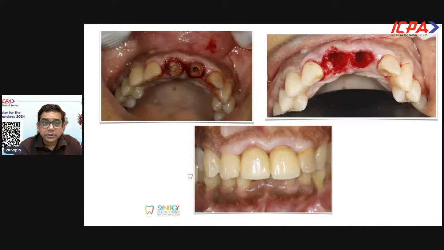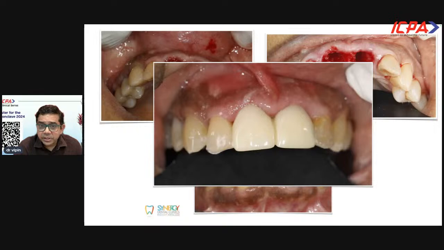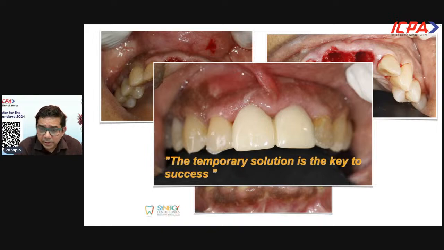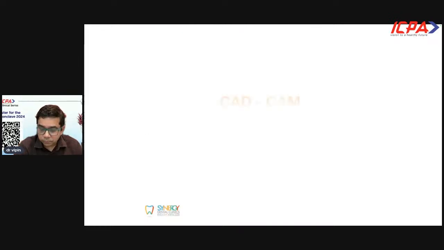So when we started with this, the patient had come with these broken anteriors, which we extracted, we placed implants, and we gave immediate temporaries, and these temporaries gave us the result that you can see in the background. So the temporary solution is the key to success. That's what I always felt, that whatever you give temporary to the patient, you should make it so perfect that everything that is made in temporary has to be replicated in the final prosthesis.